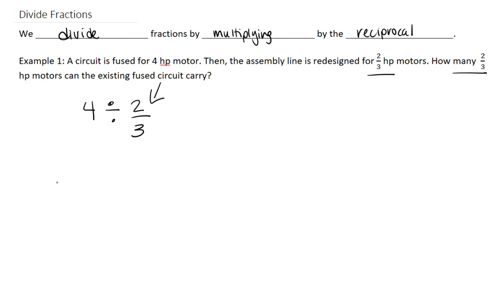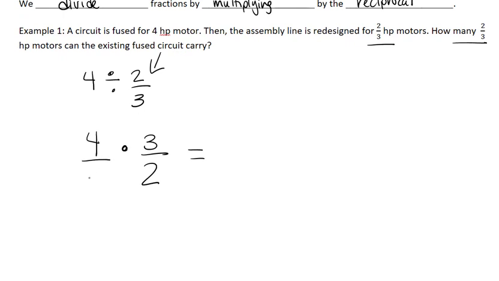So this actually becomes 4 times, and then we take the reciprocal of the second number, so 3/2. And now we can go ahead and multiply, except we can put this over 1, and then we can reduce if there's anything. So we have a common factor of 2 here and a 2 here. So 4 divided by 2 is 2. 2 divided by 2 is 1.